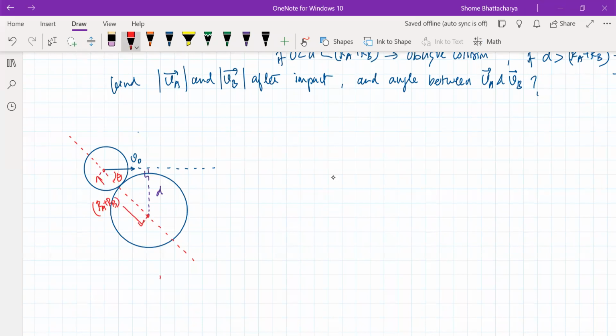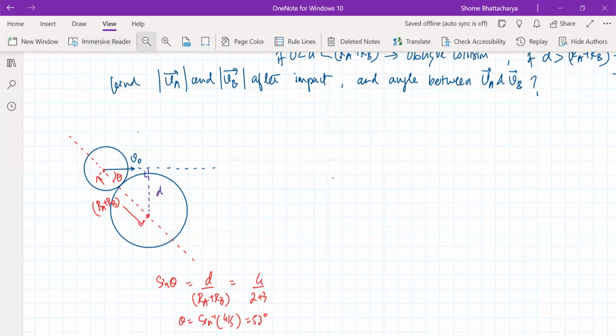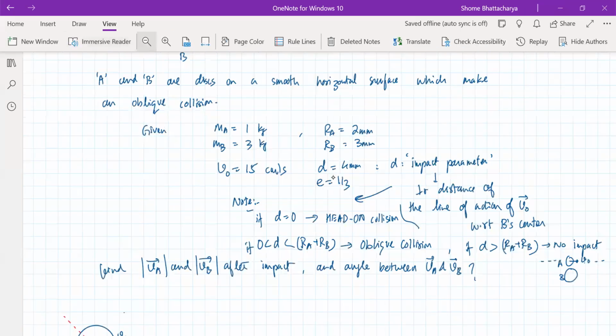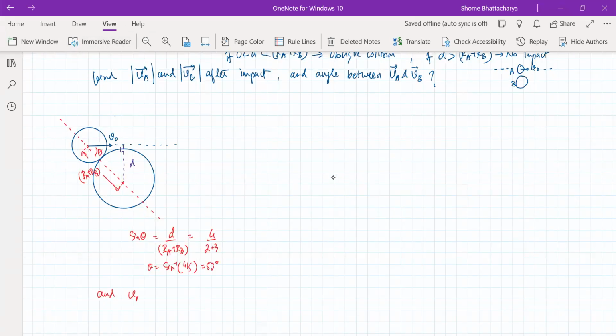So sine theta is equal to d upon Ra plus Rb. That is over here 4 upon 5. So theta is coming out to be sine inverse of 4 by 5, which we know is 53 degrees. Okay. So this is the information that we are getting geometrically, right? And once we have this information geometrically, we can also see that the approach velocity is how much? It is v0 cos theta. So it is 3 by 5 v0.